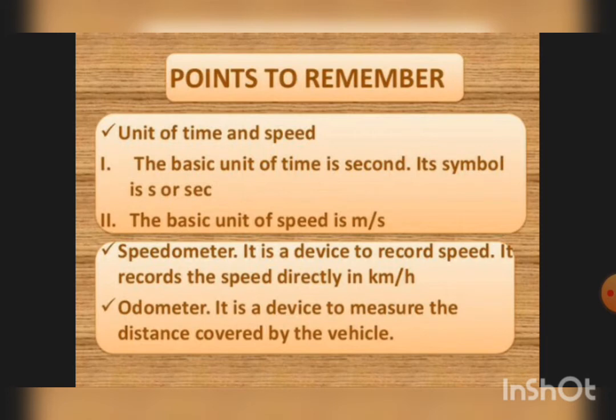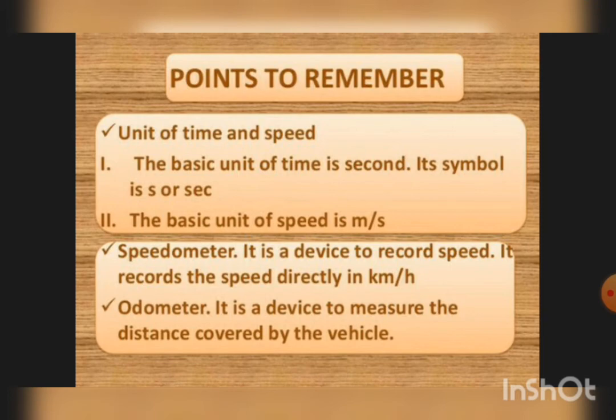Now the unit of time and the speed. The basic unit of time is second, and its symbol is s. The basic unit of speed is meter per second. This is a basic unit. Again you can write it as kilometer per minute also.